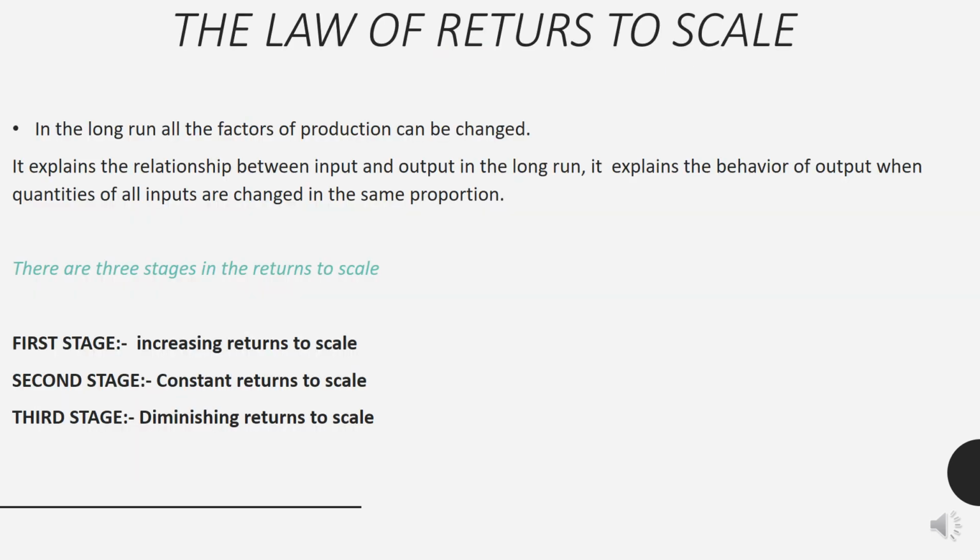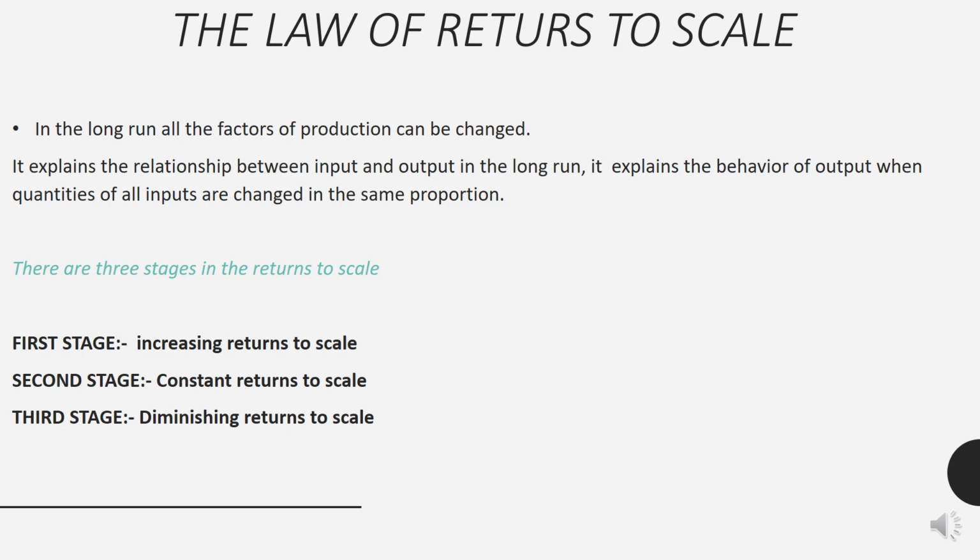The second important theory of production, we call it as the law of returns to scale. So we already discussed that in the long run, all the factors of production can be changed. It explains the relationship between the input and output in the long run and explains the behavior of output when the quantities of all inputs are changed in the same proportion. Here we study the behavior of production when all the inputs are changed in the same proportion.